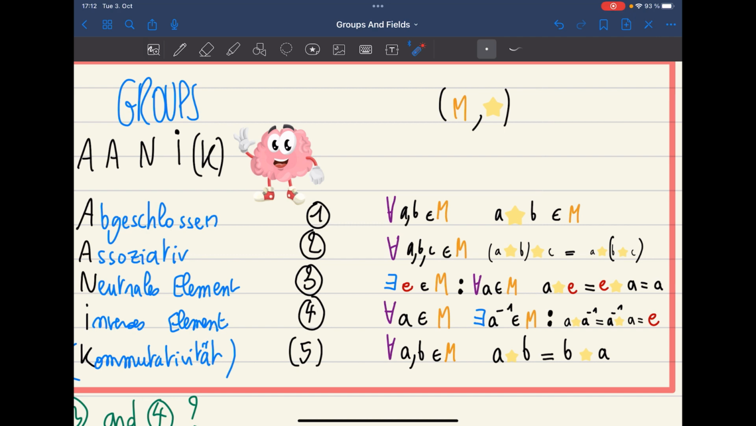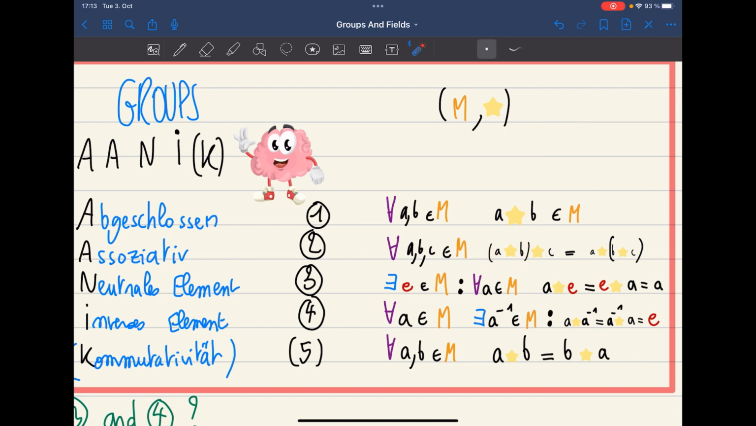Let's go through them. For all A, B of M, A star B should be of M. Closure, the Abgeschlossenheit, means that when you apply the operation to two elements, the result remains in M. Associativity is when you change the position of the parentheses. For example, if you take three elements, A, B, and C of the set, when you do that, it's the same thing as that. The only thing that changed is the position of the parentheses.